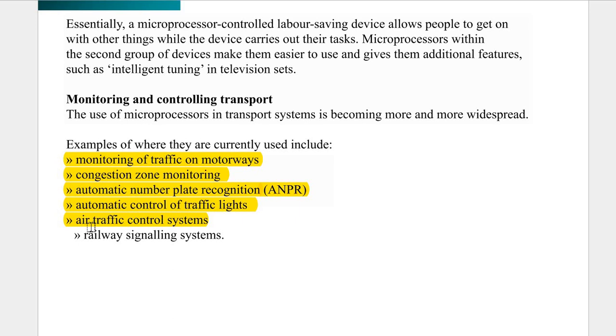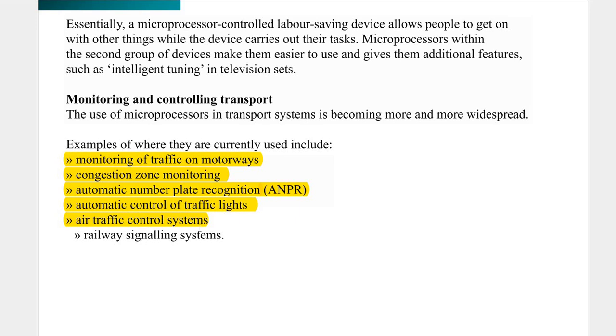For example, in our country, in the sky, maybe there are too many airplanes flying at the same time, but they should be controlled in a way that there wouldn't be any kind of accident. So we can control this air traffic system by microprocessors too.